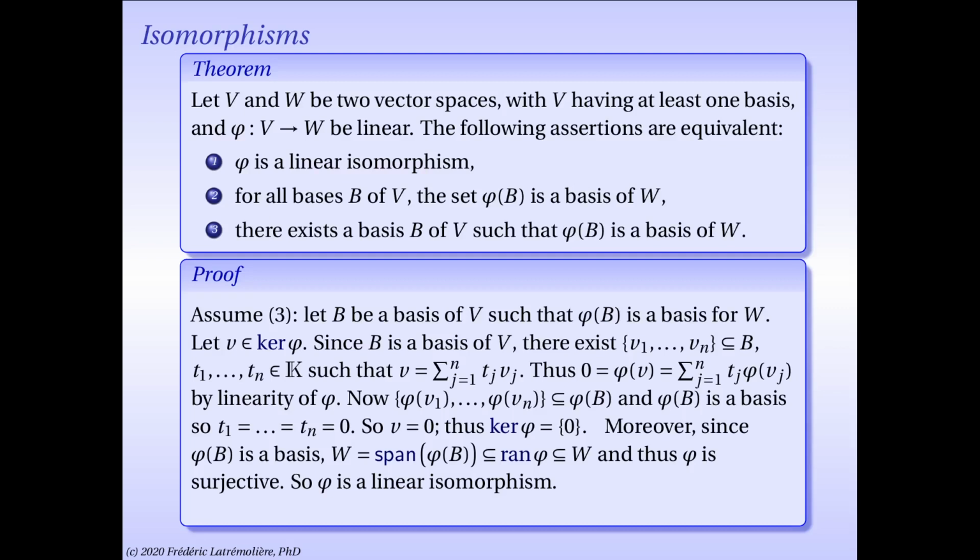But we've learned the range of a linear map is already a subspace. So we conclude that W is in fact a subset of the range of phi, which itself again is a subset of W, of course. So by double inclusion, the range of phi must be all of W, and thus phi is also surjective. So phi is a linear bijection, and we've shown already that this means phi is a linear isomorphism. And so 3 implies 1.